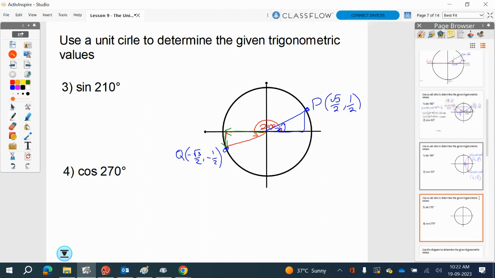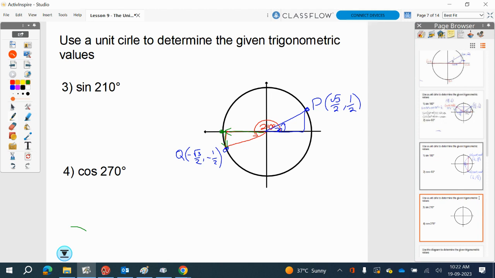How did you know that the angle inside was 30? Because we know that this point here is at 180 degrees. And how far past 180 have we gone? 210 minus 180, so that's 30.